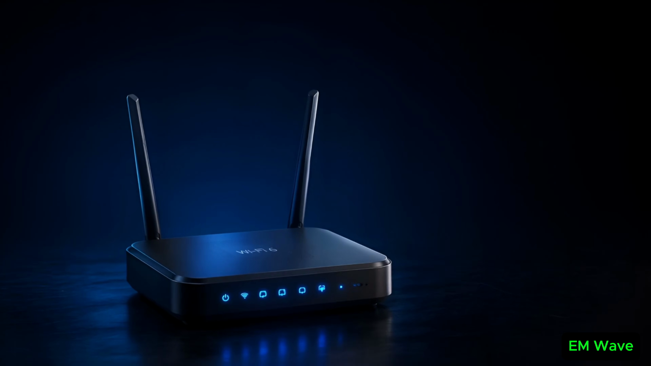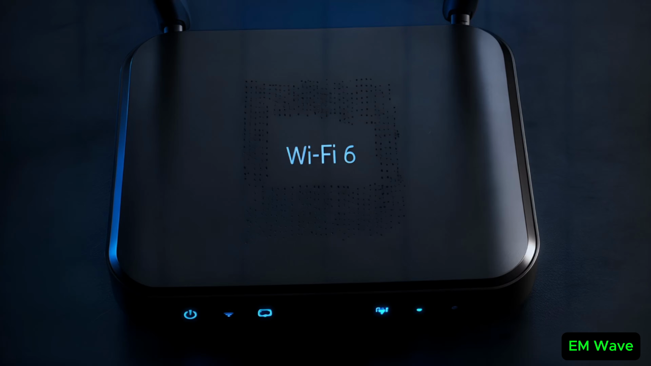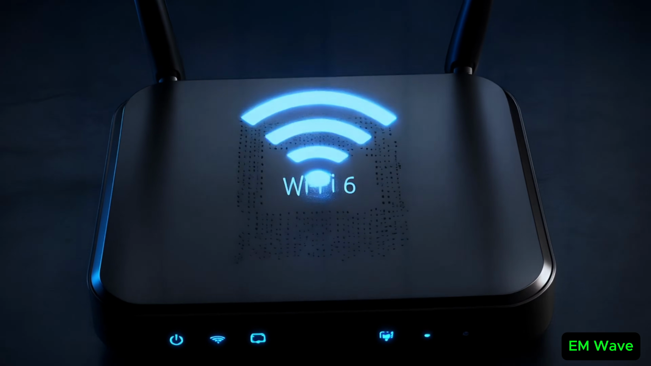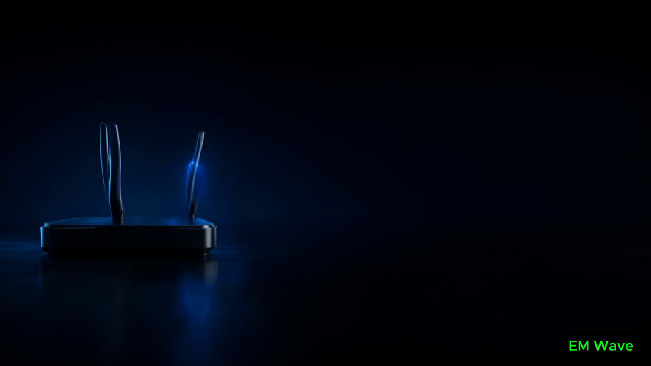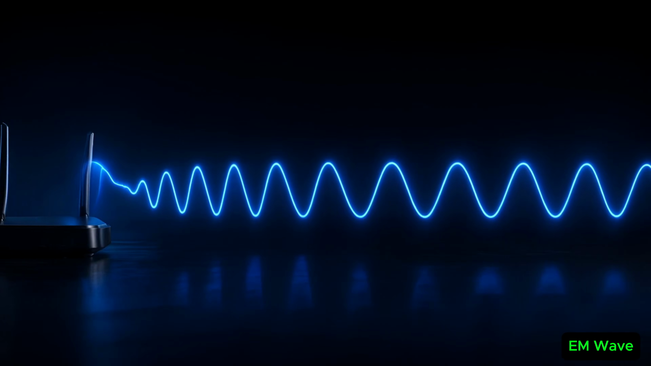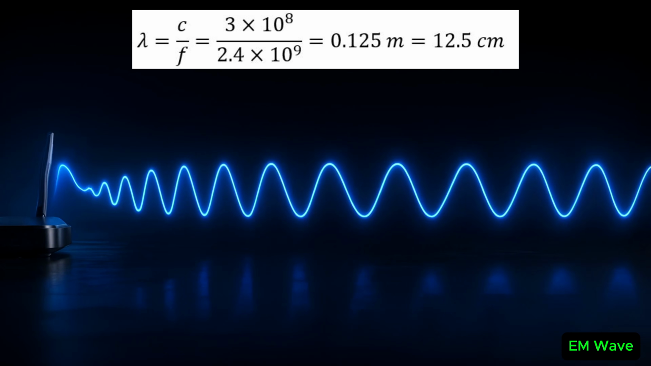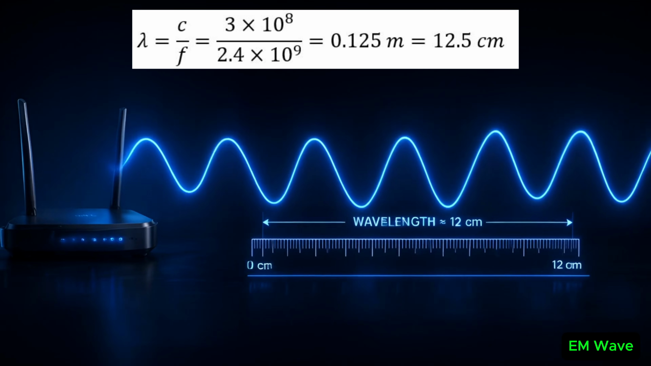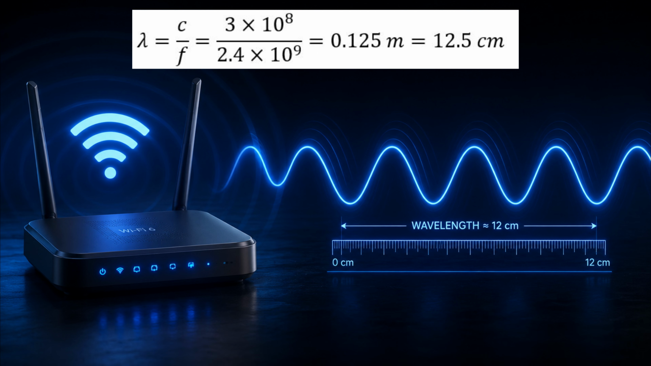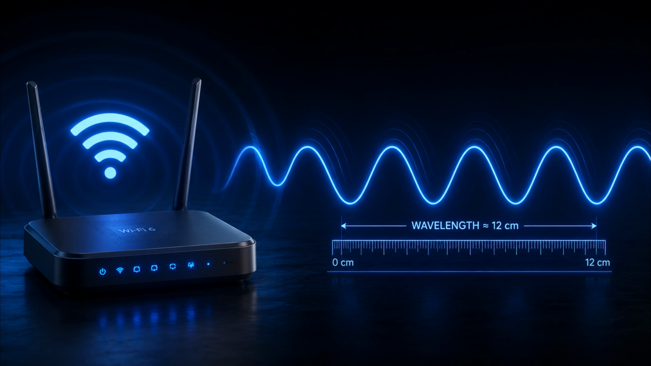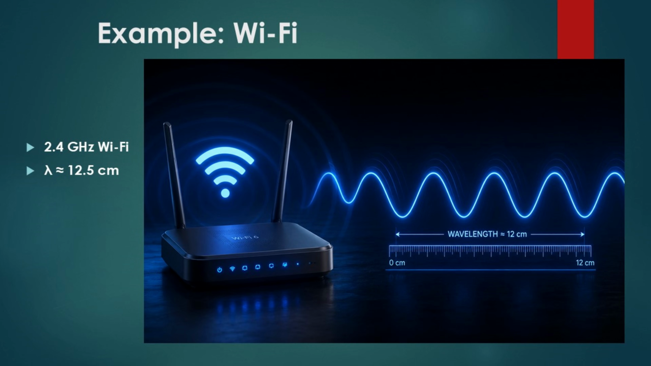For example, many Wi-Fi systems operate at 2.4 GHz. Using the equation we just learned, the wavelength is approximately 12.5 centimeters. This explains why Wi-Fi antennas are often only a few centimeters long.